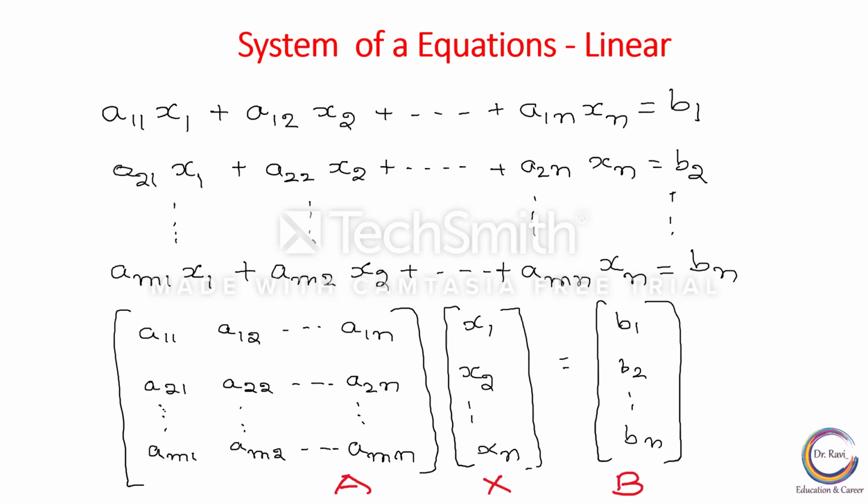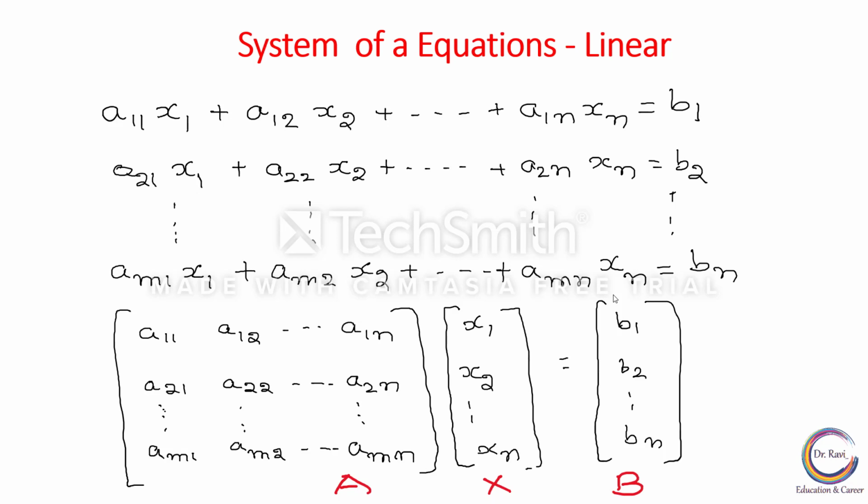Now the point here is solving the system of equations. Solving the system of equations means what? That is, we need to find the values of the variables x1, x2, so on xn, which satisfy all the equations, that is, all the linear equations we had. So that is nothing but solving the system of equations. We need to find the values of x1, x2, so on xn, which satisfy all the equations.